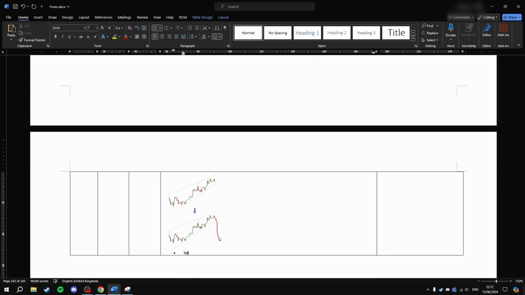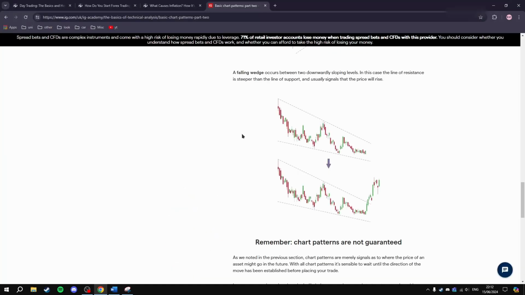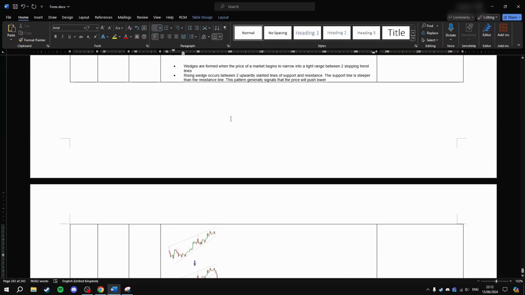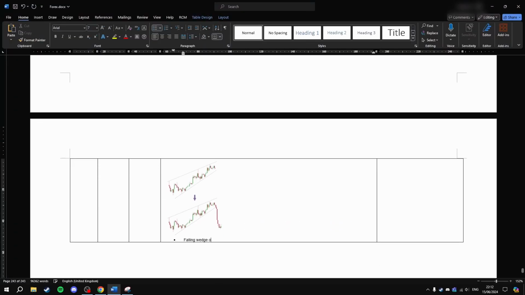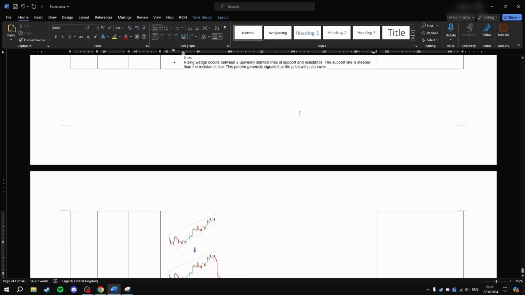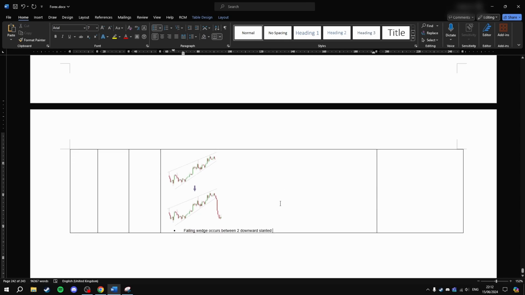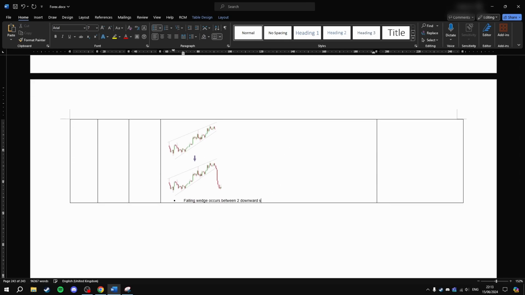So, a falling wedge occurs between two downwardly slanted lines of support and resistance.